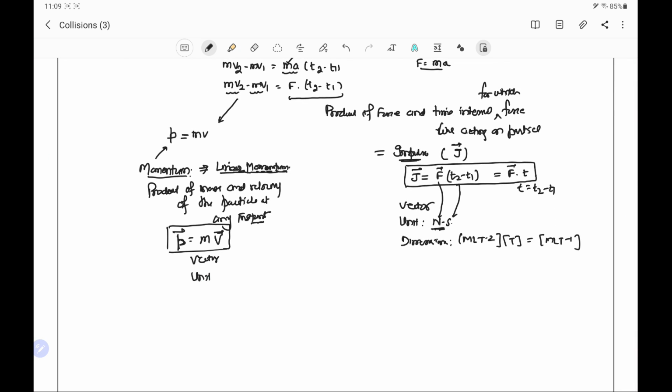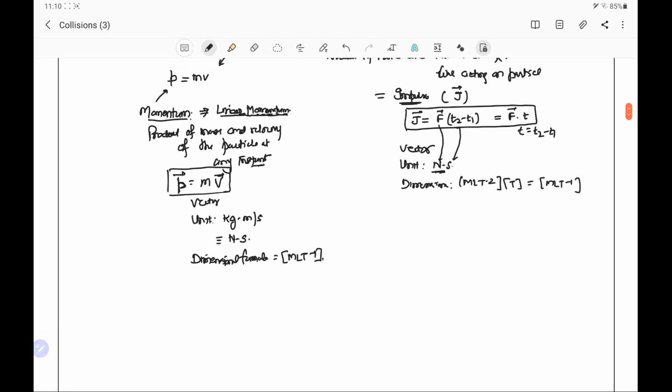Its unit is, if we check the formula, it is the mass, that is the kilogram, and v is the velocity, that is meter per second, and it is equivalent to Newton second. Its dimensional formula is also MLT^-1.